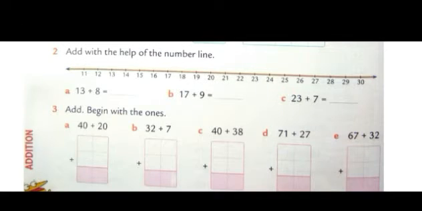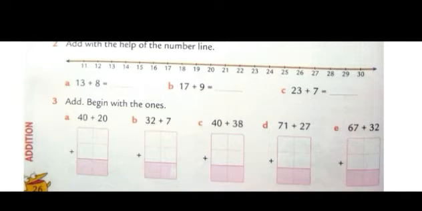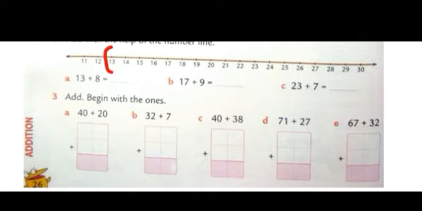So, scholars, now we move on to the next question, that is add with the help of the number line. A number line is given here from number 11 to number 30. We need to add using this number line. So let's begin with the first one. The number that is given here is 13 plus 8. So in 13, we need to add 8. So first in the number line, we will go to 13. Now from the number 13, we need to count forward 8.